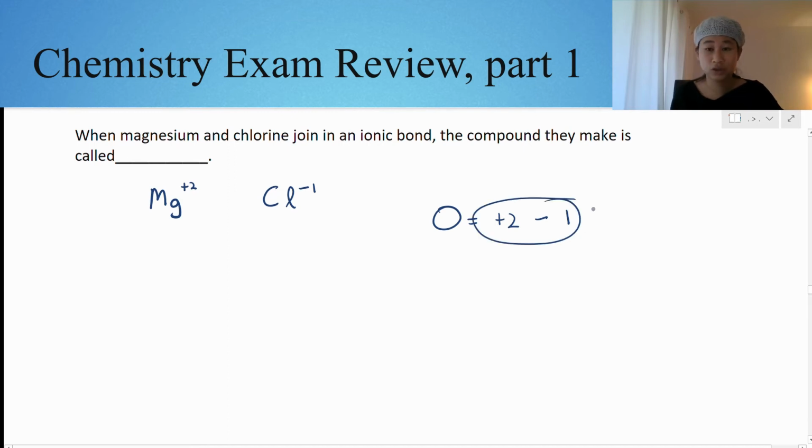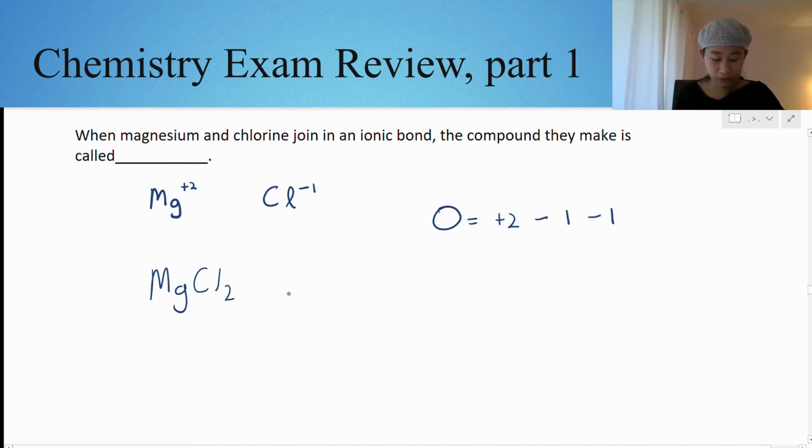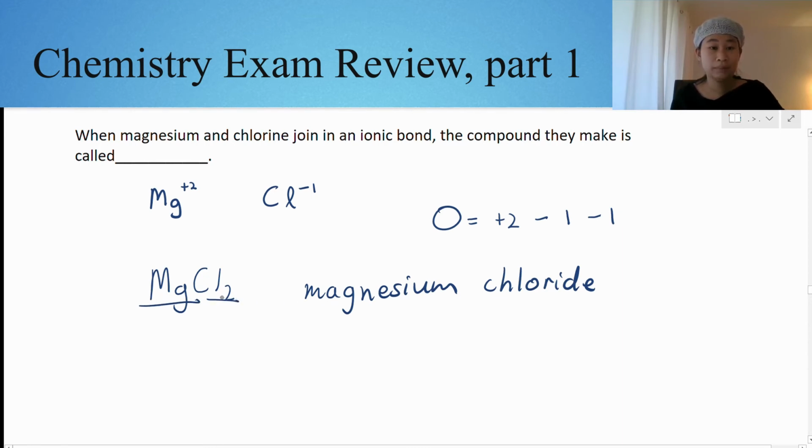However, this +2 minus 1 is not 0, so we know that we need to subtract another one. Okay, so that we have 2 minus 1 minus 1, which is going to be 0, which means that we need to add another chlorine, okay, another -1. So the formula is going to be MgCl2. And when we look at this, we know that its name is magnesium chloride. Right, so it's the full name of the first element plus the name of the second element, chlorine, but with the ending IDE for the second element.